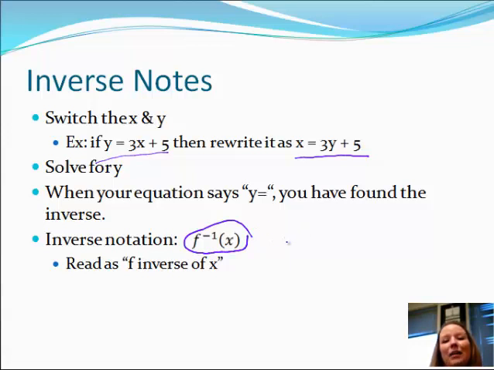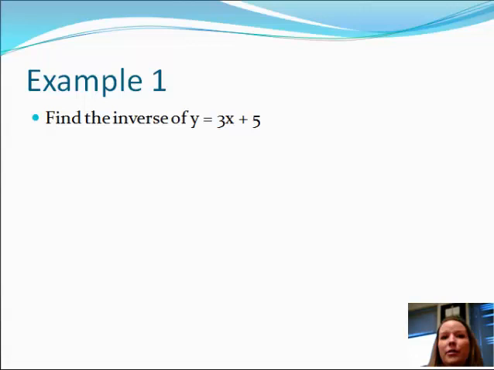Now we've seen that when we did matrices. Remember, we were undoing the multiplication by using the inverse because we couldn't divide in the calculator. So you've seen that notation before. But the best way to figure this out is just to work some examples. This should be put on your Cornell notes that I handed you yesterday.